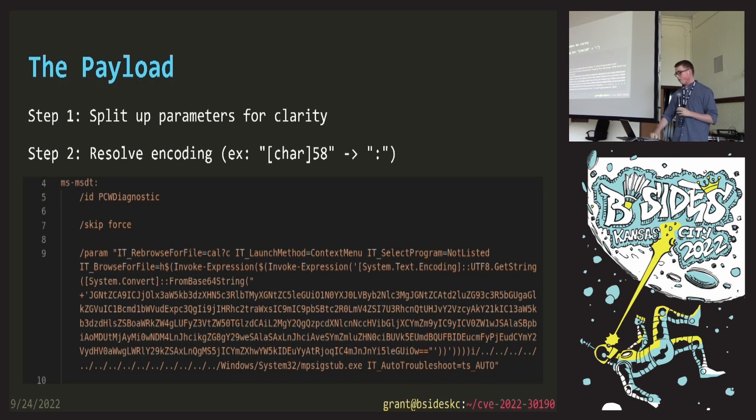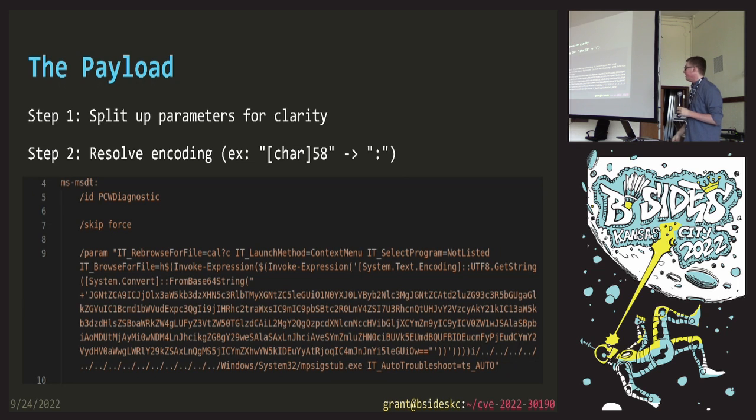But I like to first split up the payload, add some line breaks, add some tabs. Obviously, this will not run when it has all these extra spaces and padding within it, but it makes it easier to read. At this point, my goal is to be able to read through the payload and see what's going on. If it's one long string that's 17 lines long, that's not very easy to read, right? We want to break it up, make it a little bit simpler, and then also resolve encoding.